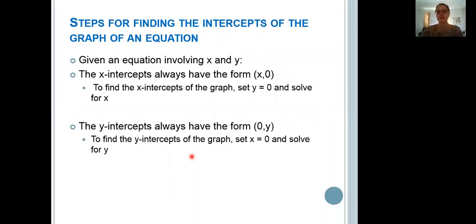Okay, so let's summarize that. The steps for finding the intercepts of the graph of an equation. When we say find the intercepts, we mean find the x-intercepts and the y-intercepts. And there might be more than 1 or 2. We'll get into that later. To find the x-intercepts of a graph, we set y equal to 0 and then we solve for x. To find the y-intercepts of a graph, we set x equal to 0 and then we solve for y.